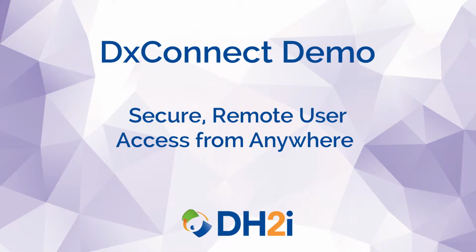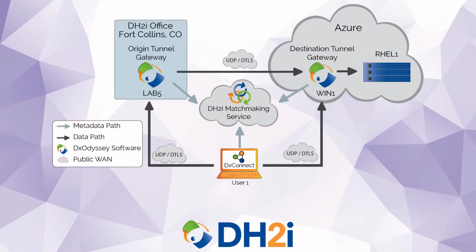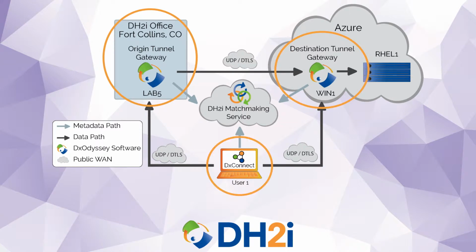Today, we will be demonstrating how to use DxConnect to create a secure remote connection using DxOdyssey's software-defined perimeter tunneling technology. We will be establishing a remote SSH connection to a Red Hat VM running in Azure called RHEL 1 without opening any ports to the public internet. We will deploy a DxOdyssey gateway in the DH2I office in Fort Collins, Colorado, as well as a gateway in Azure. Our remote user will be able to connect to the Red Hat machine via the closest gateway automatically without any custom user intervention. We will accomplish all of this without a VPN or a direct link.